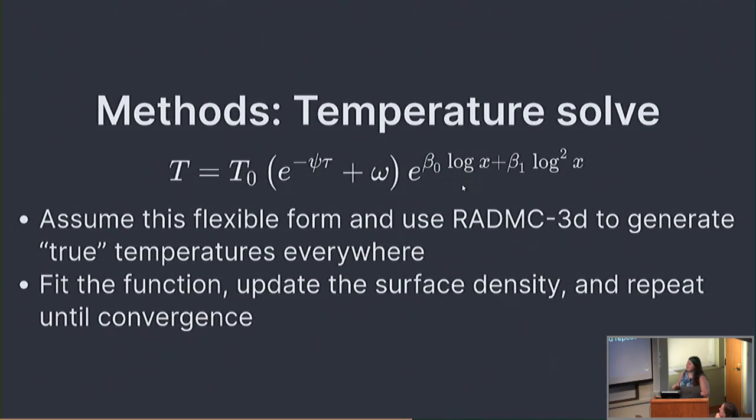To do this, I am assuming this temperature function, which looks really complicated, but it is basically something that was flexible enough to capture what was happening and simple enough that you can take analytic derivatives of this in the code. So we assume this flexible form, and we use a code called RADMC3D. It's a Monte Carlo radiative transport code, and we fit every time step and all the radii, and it eventually converges, which was a little bit surprising. Then you can just throw this temperature into the viscosity, and everything is determined.